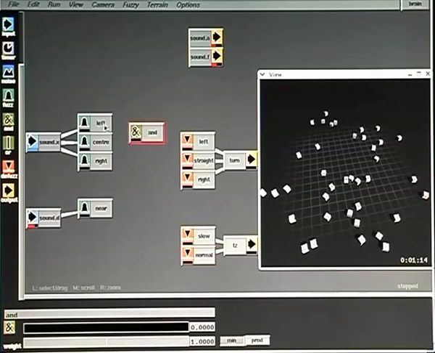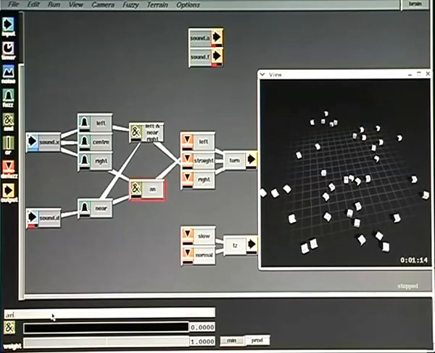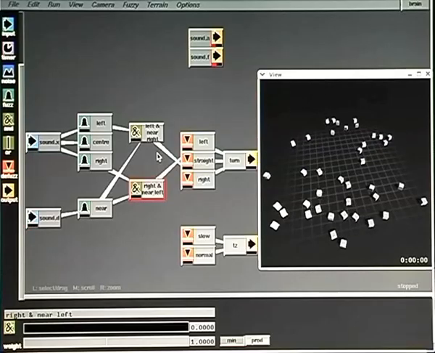So, if left and near go right, we'll give that a name. Left and near go right. And our second rule is if right and near go left. I'll write that in. Right and near left. Okay, let's see what happens.